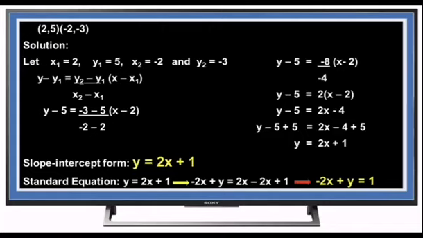To write this in standard equation, which is ax plus by equals c, we need to cancel 2x at the right by adding negative 2x to both sides. So we have negative 2x plus y equals 2x minus 2x plus 1. So what is left now is negative 2x plus y equals 1, which is already in its standard equation.